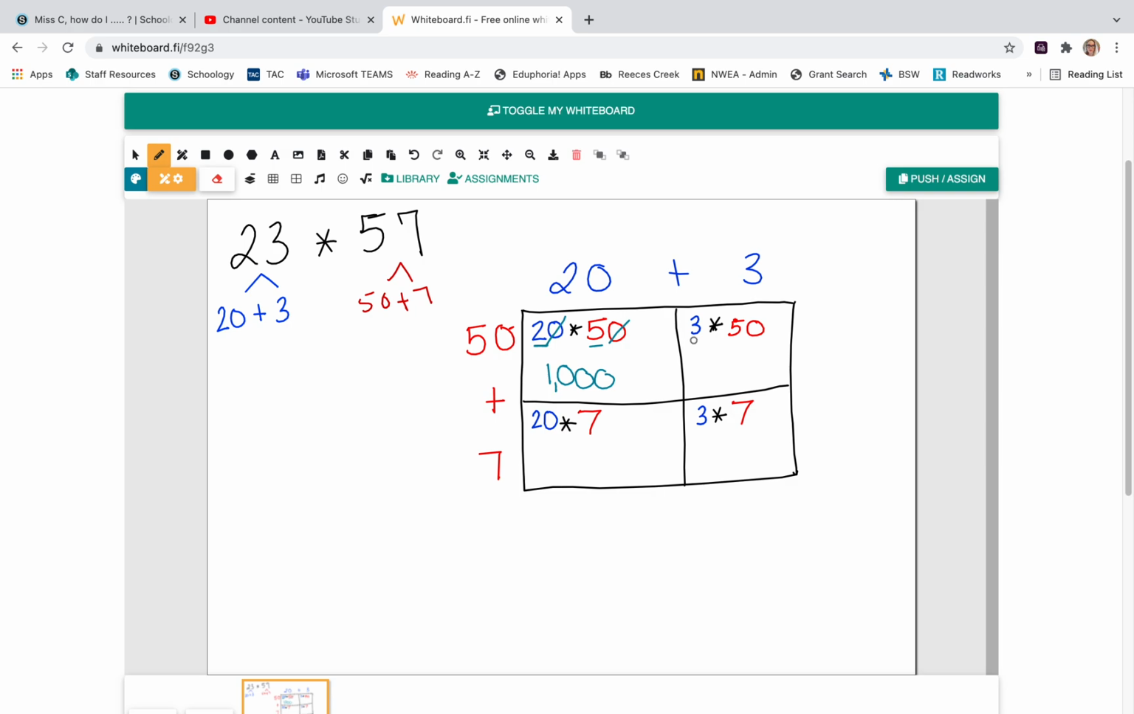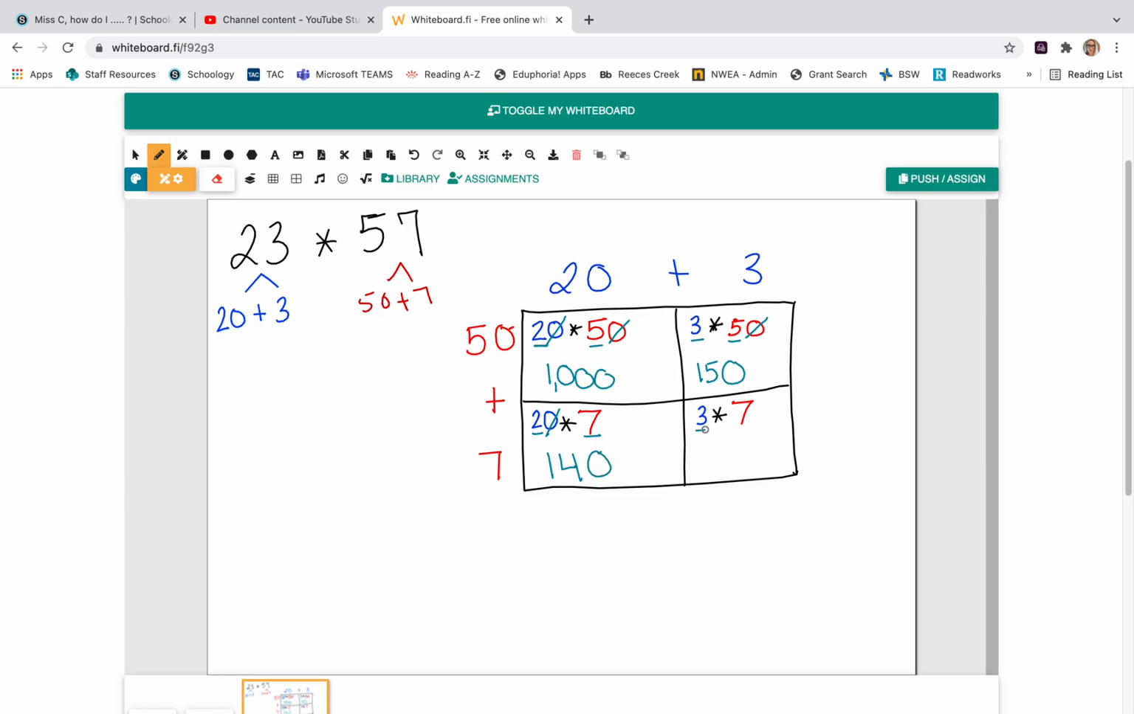Now I'm going to come over here. My non-zeros are 3 and 5. 3 times 5 is 15. Now, I'm not just going to add random zeros. I'm counting to see how many zeros are in these numbers that I'm multiplying. 3 doesn't have any zeros. 50 has 1 zero. So I'm going to add 1 zero behind. Now I'm down here. I have 2 times 7. 2 times 7 is 14, and I have 1 zero.